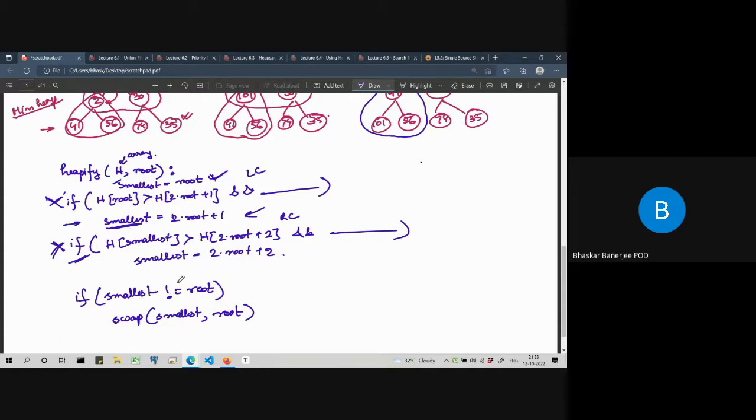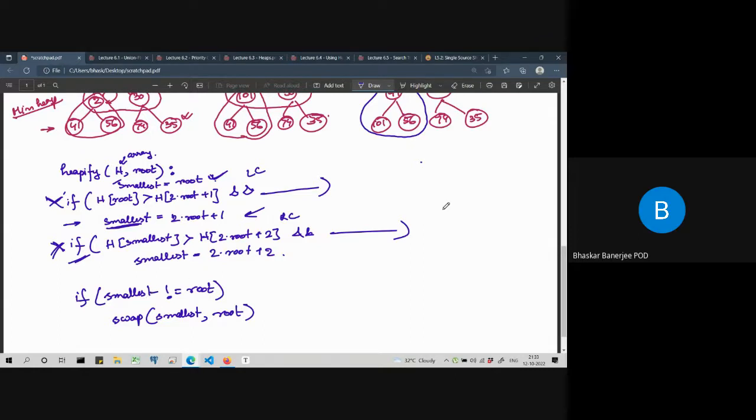So that's why we do this. If smallest is not equal to root, that means the smallest is some child, it can be the left child, it can be the right child. If it is one of the children, then I would swap. If it is the root, I do not need to swap. If it is the root, that already means my heap property is satisfied, and that's why my root is the smallest one. So no problem. If smallest is not equal to root, then I do a swap. And what would the swap method do? It would swap the value of root with the smallest.